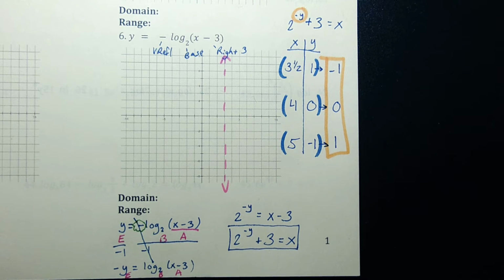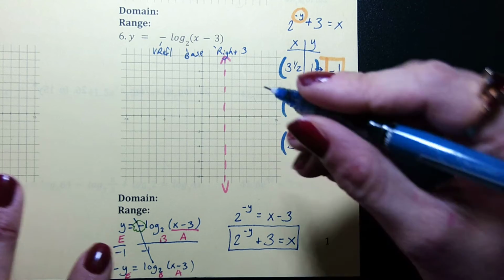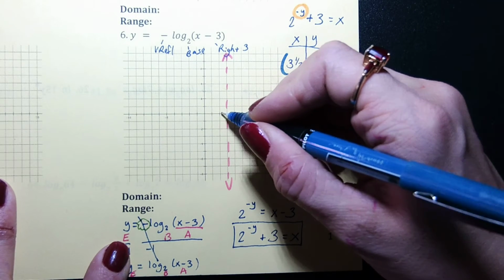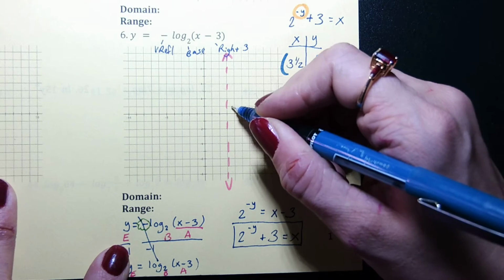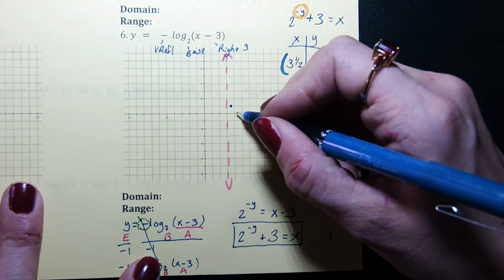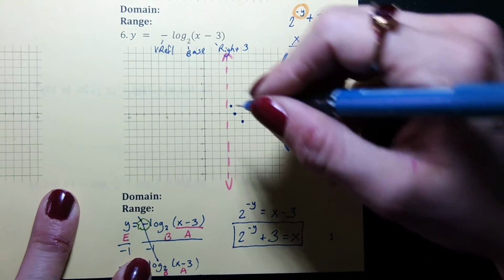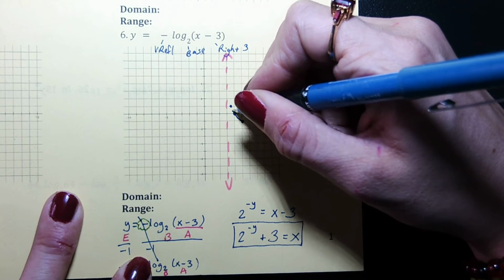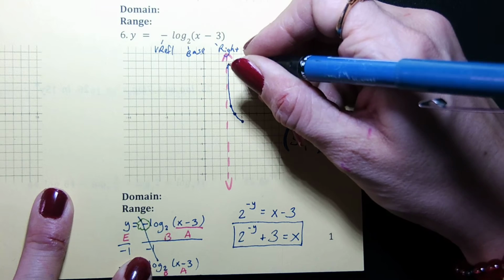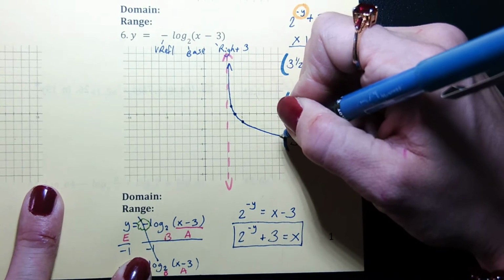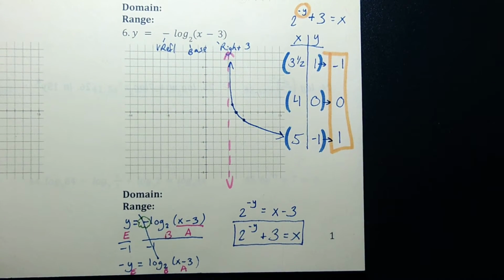And now we plot the points. So forward 3.5, up 1, 4, 0, 5, -1. We are swooshing up towards the asymptote and then going exponentially downward and outward.